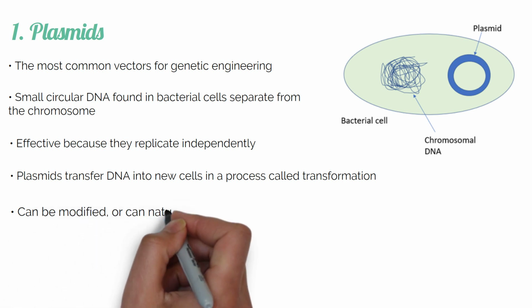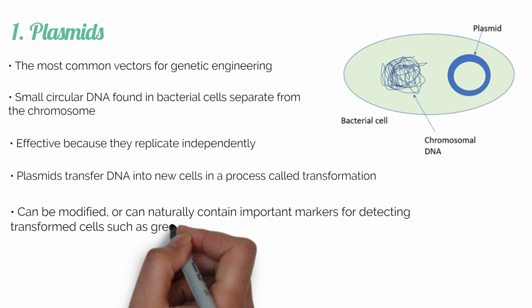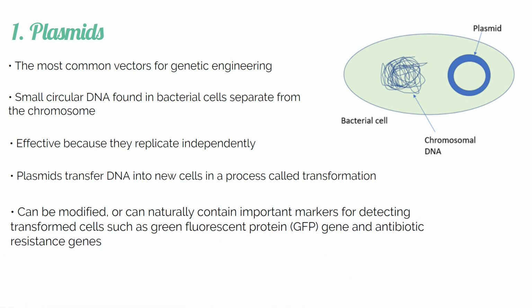Plasmids can be modified or naturally contain important markers for detecting transformed cells, such as green fluorescent protein, GFP gene, and antibiotic resistance genes.